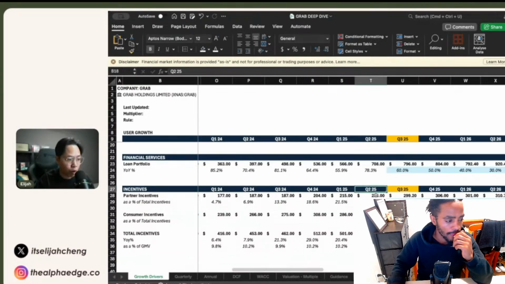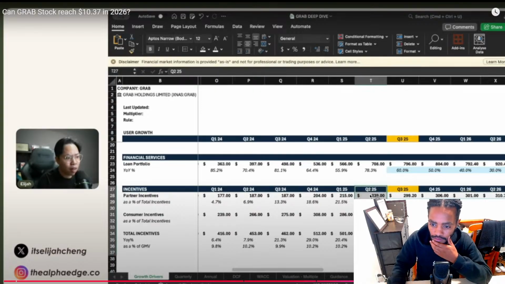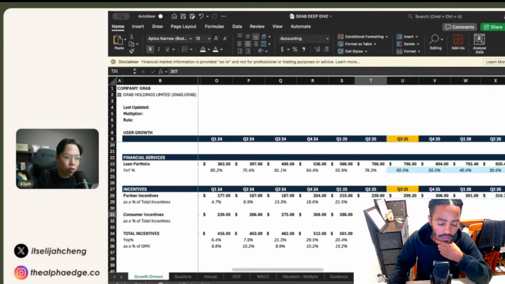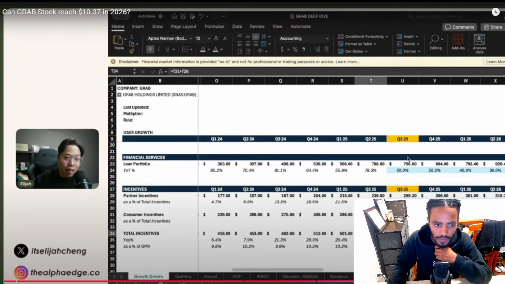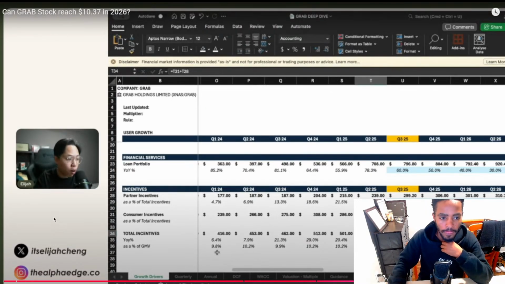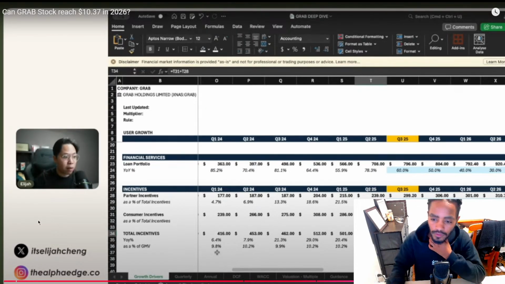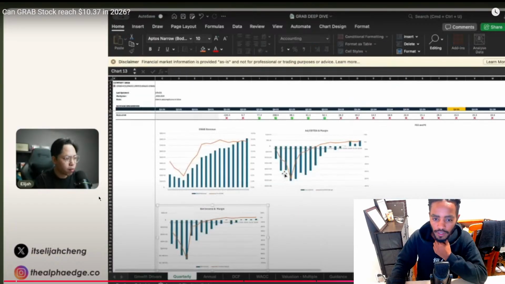In Q2 of 2025, if you take a look at the numbers here, they handed out $239 million in partner incentives and $307 million in consumer incentives, overall spending around $546 million in incentives. And that means should any competitors want to enter into the space, they need to be willing to burn $500 million in incentives in order to compete with what Grab has, which ultimately becomes a moat for the company.